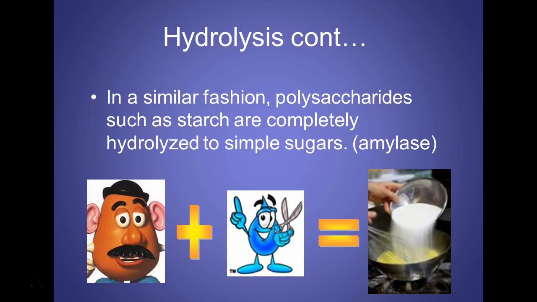Where is amylase? Where does starch digestion occur? The correct answer is in your mouth. As soon as you put starch in your mouth, the amylase starts working and breaking it down to sugar. In fact, if you take a piece of a saltine and you let it sit in your mouth for a period of time, it will start to taste sweet.